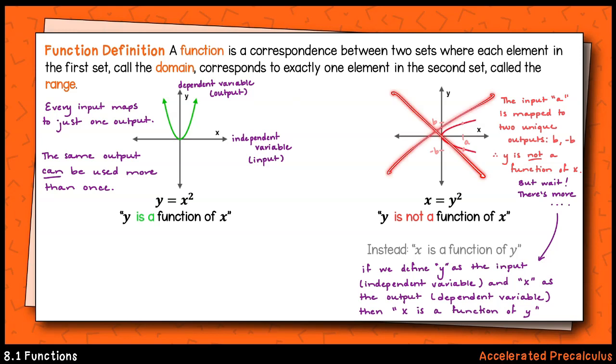You'll commonly hear that this is not a function, but strictly speaking, that statement is not true or false, it's just incomplete. We can't describe a function without also describing the pairing. So it is true that y is not a function of x in the case of the parabola opening to the right. However, it is true that x is a function of y. That would require that we define the inputs as y and the outputs as x.